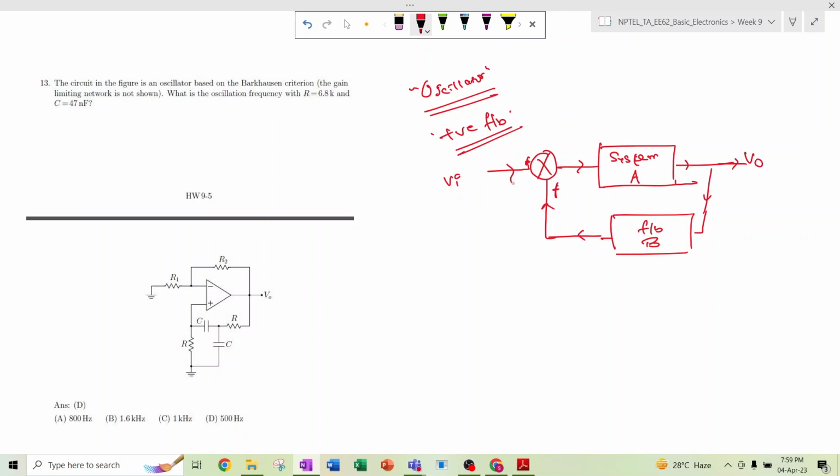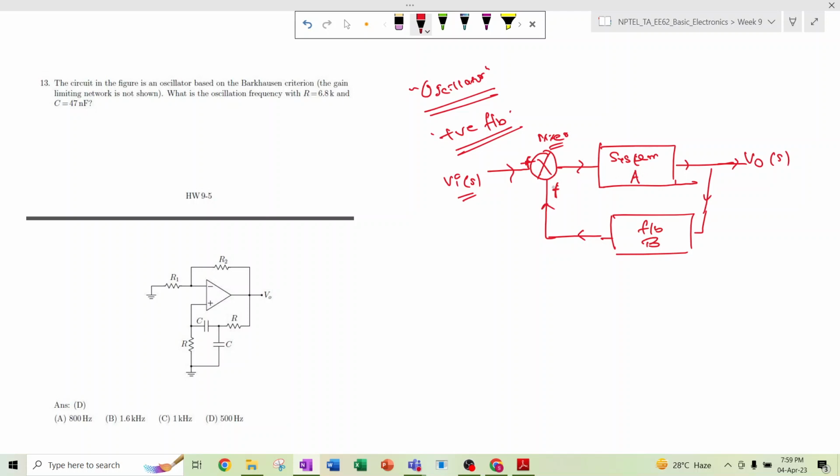Okay, so if there is a system, this is a mixer that will mix the two signals. Suppose we put an input Vi and the system has gain A, then the output VO in the frequency domain is VO(s) = A times Vi(s) if there is no feedback. But if a certain amount of VO(s) is fed back to the input and added to the input signal, and that is multiplied with the gain, the output becomes more.